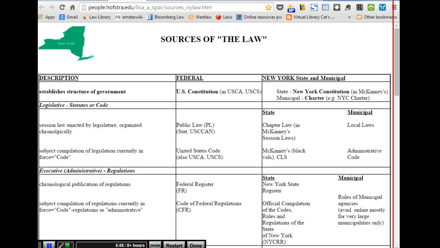Anybody know the legislative bodies for New York? Not a trick question. I haven't told you already, I don't do trick questions. Senate and Assembly. Senate and Assembly, yeah, see, okay. Like I said, no trick questions.